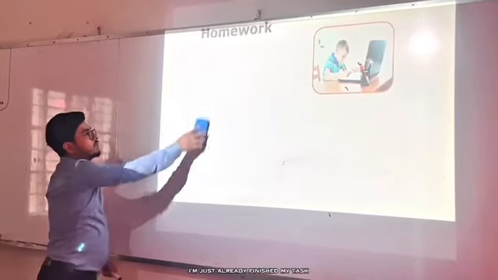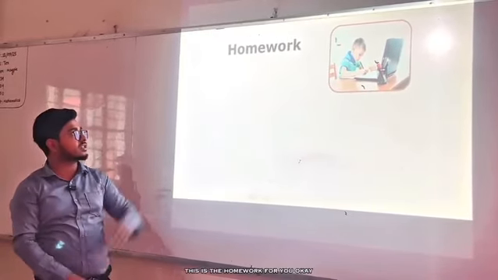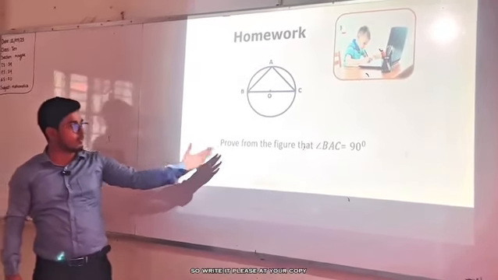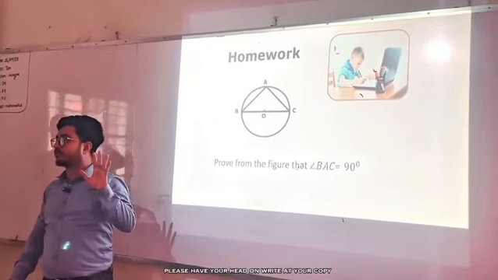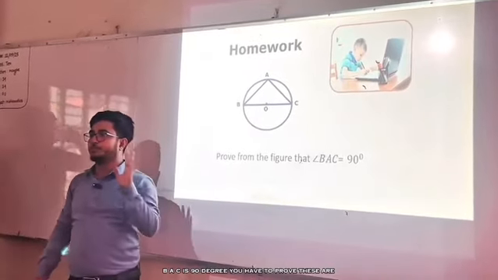I have already finished my task. Today's task is that the central angle is double the inscribed angle on the same arc. This is the homework for you, okay? So now, this is the task. Please take out your copy. Prove from the figure that BAC is equal to 90 degrees. Please write it in your copy: BAC is equal to 90 degrees. You have to prove all of this.